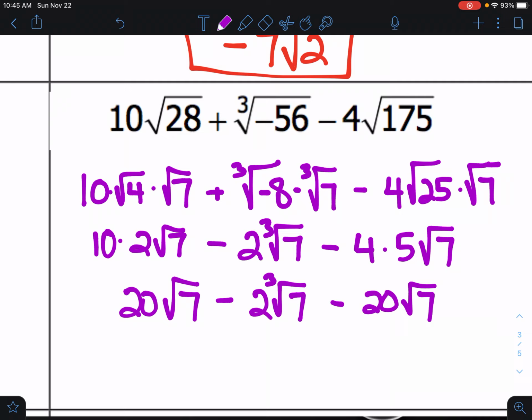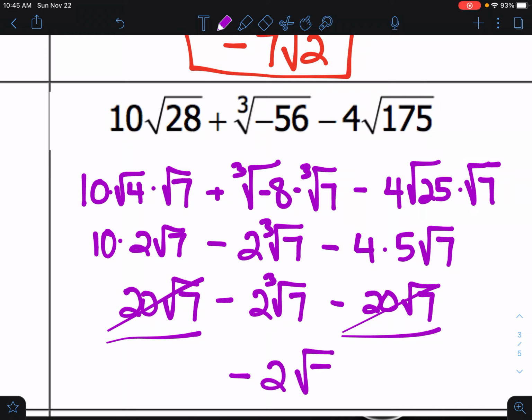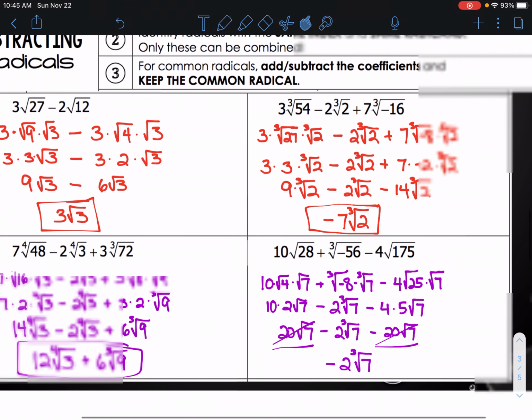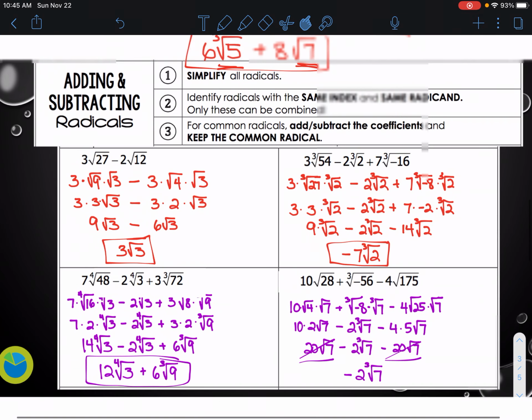They all have a radicand of 7, but this one here is the cube root, okay? So that's important to note. So I can't put those together with the other ones. And you'll notice that means I can put this one and this one together. Well, they cancel out. One's positive, one's negative. So I really just end up with negative 2 times the cube root of 7. All right. That's how we add and subtract radicals.